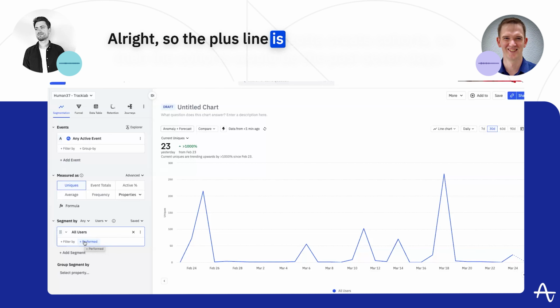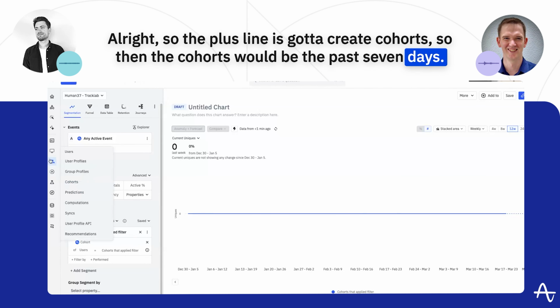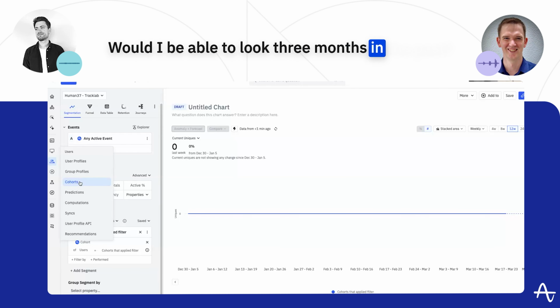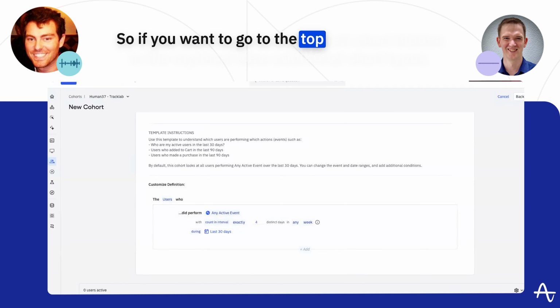All right, so the punchline is got to create the cohorts, but then the cohorts would be the past 7 days. Would that really be able to capture time over time? Would I be able to look 3 months in the past? That would not work.